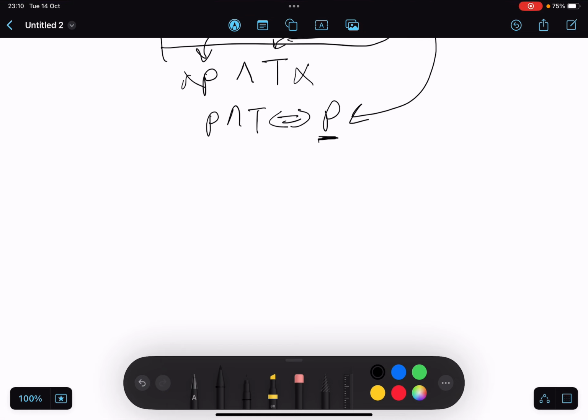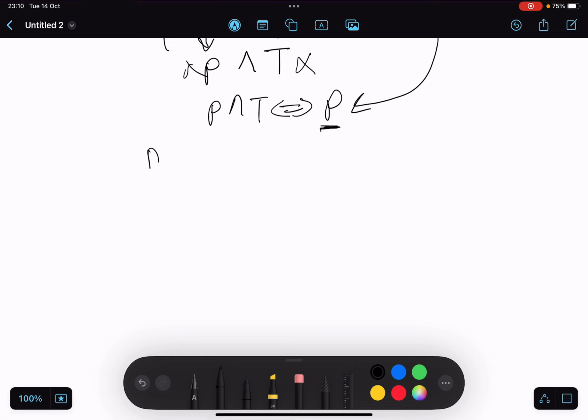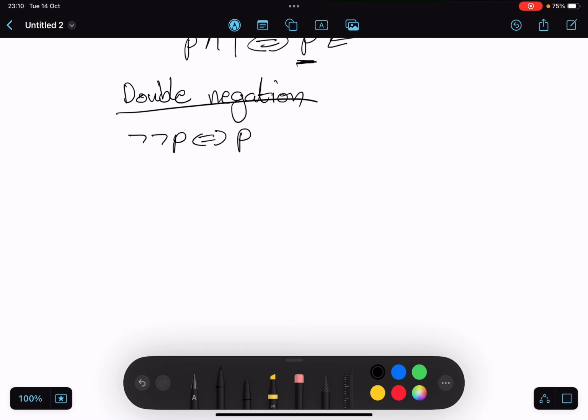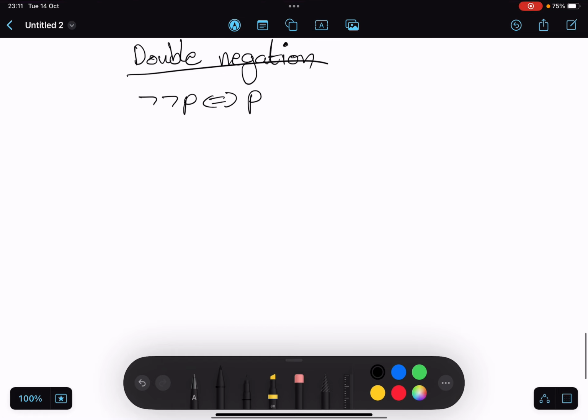So let's look at the other law, which is double negation. Double negation is relatively easy. The negation of the negation of P is logically equivalent to P. So if you have double negation, you just get the proposition itself. And the other one is De Morgan's law.